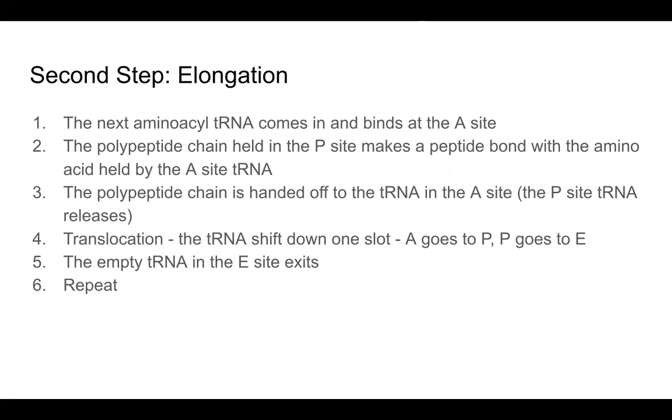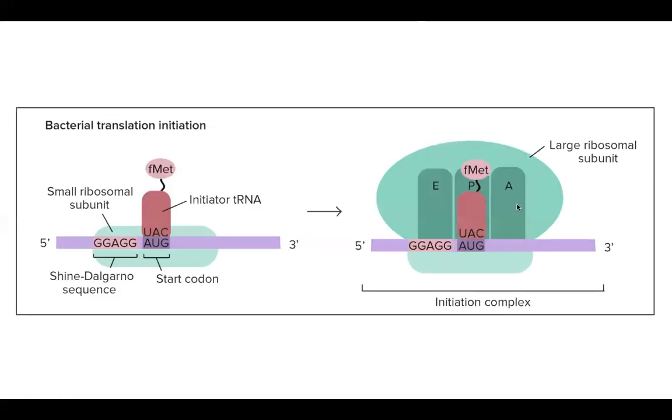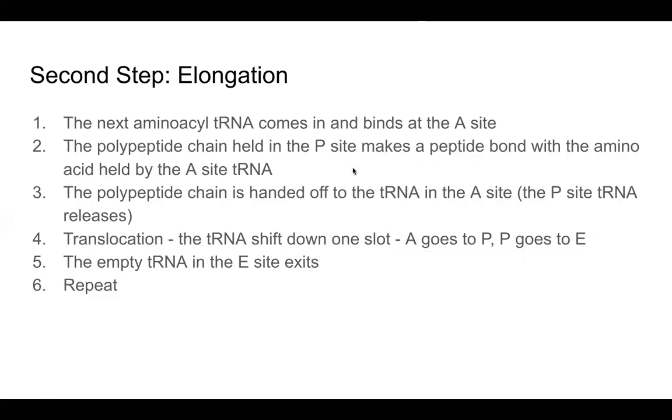The polypeptide chain that's held in the P site, whatever is there, at this point it's just the formylmethionine, makes a peptide bond with the amino acid held by the tRNA in the A site. Then that polypeptide chain lets go of the tRNA in the P site, right? So now it's just held on by the tRNA in the A site, and the entire ribosome shifts down one slot.